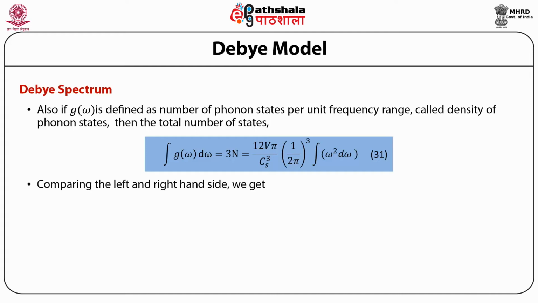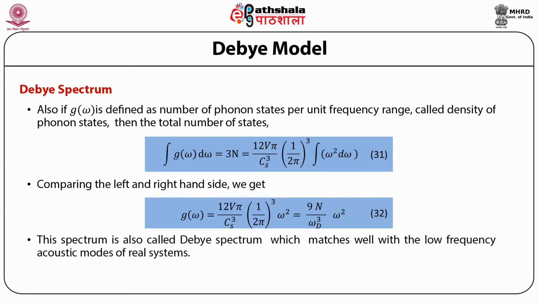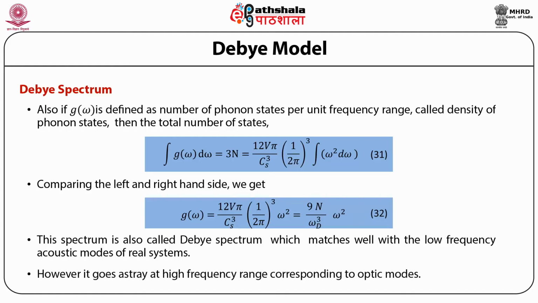Comparing the left and right hand side, we get g(ω) = 12Vπ/Cs³ multiplied by 1/(2π)³ ω², which is equal to 9N/ωd³ into ω². This spectrum is called Debye spectrum, which matches well with the low frequency acoustic modes of real systems. However, it goes astray at high frequency range corresponding to optic modes.